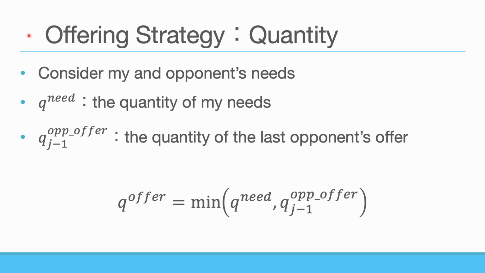Next, I will explain about the offer quantity. GentleS considers my and opponent's needs. More specifically, using the quantity of my needs and the quantity of the last opponent's offer, GentleS calculates the offer quantity with this formula. It selects the smaller of the two variables.